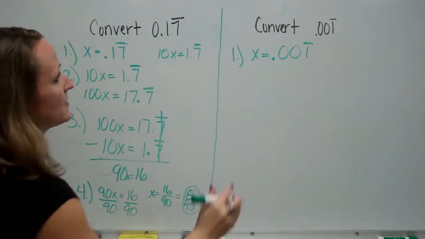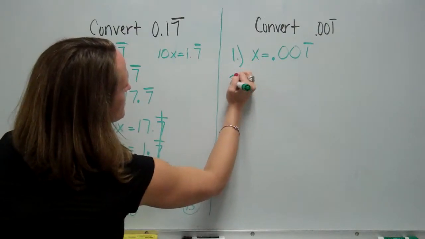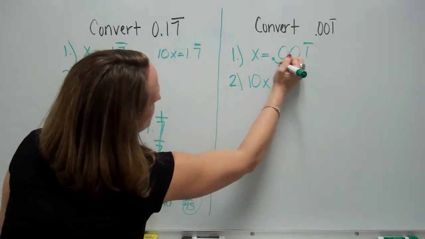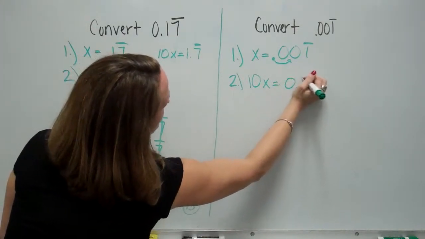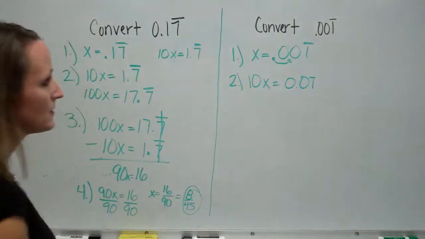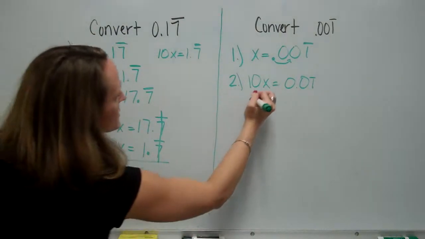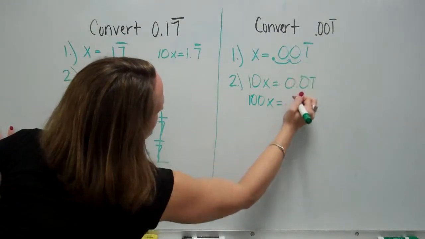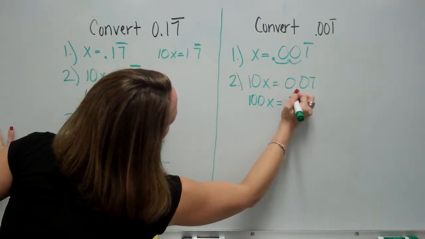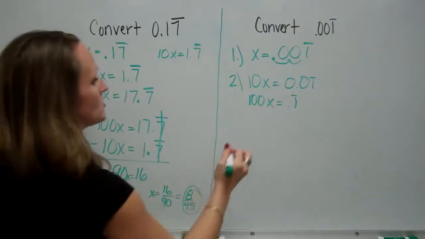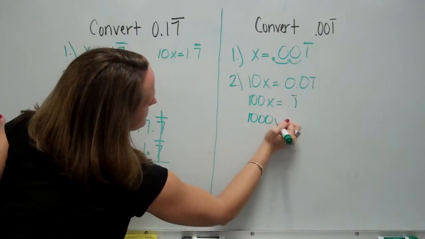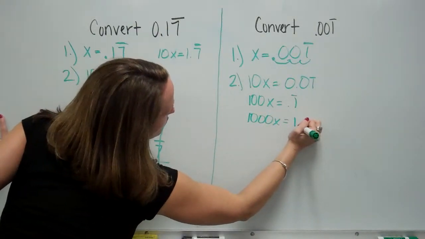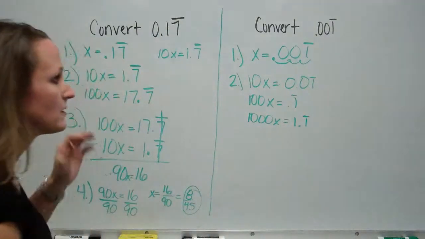Okay, step 2. Multiply by a power of 10. Remember, you're trying to get something in front of the decimal. So, step 2. 10x gives me 1 decimal place over. 1 repeating. Didn't do it. So I do 100x. Moves it over another place. So I'm going to get 0.1 repeating. So now I'm going to try 1000x. That will give me one more place, and that will give me 1.1 repeating.